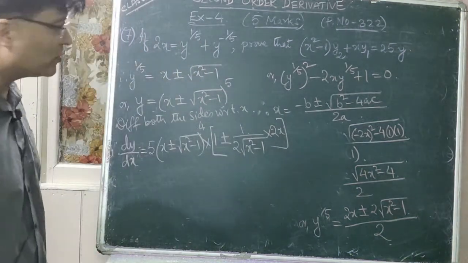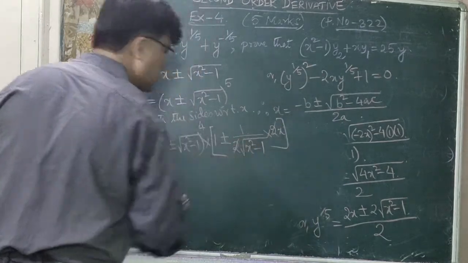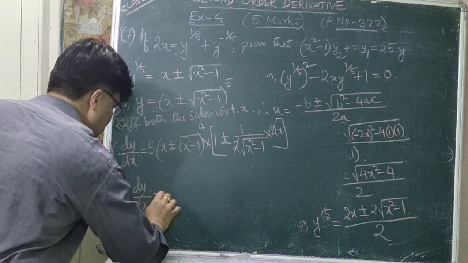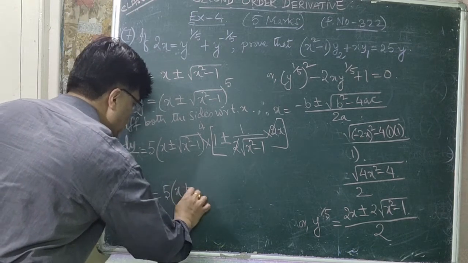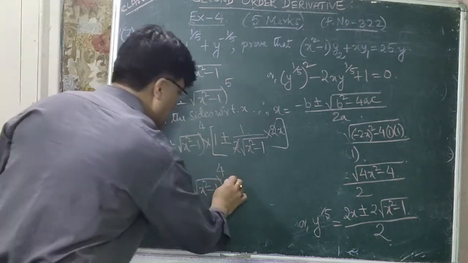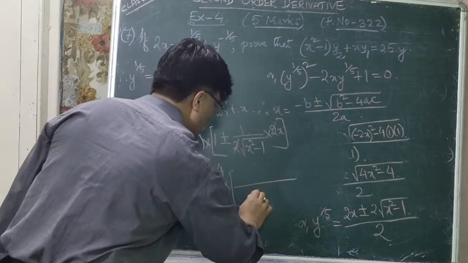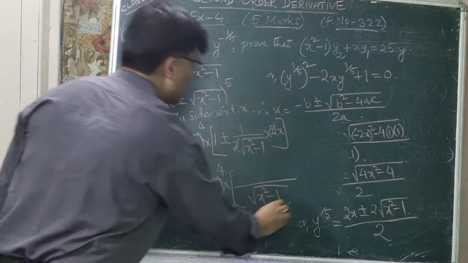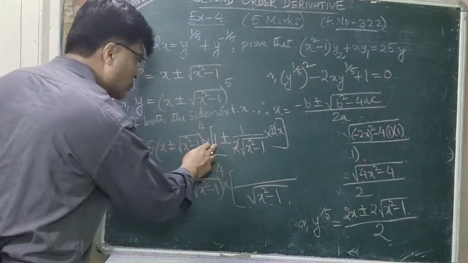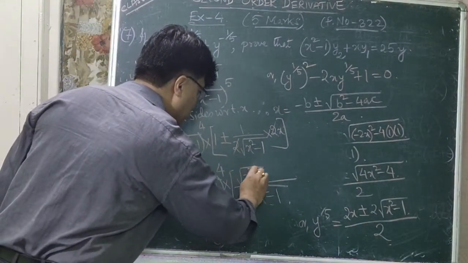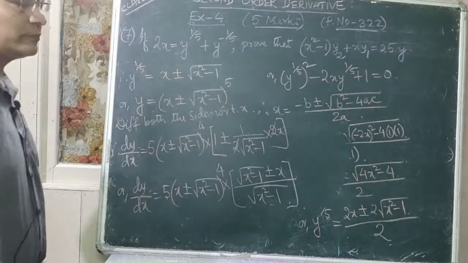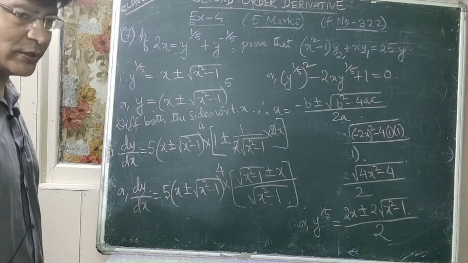So I think you have understood it. So here 2 gets cancelled. So this is dy by dx is equal to 5 into x plus minus root over x square minus 1 whole to the power 4, right? So into within third bracket, what's the LCM here? It is x square minus 1 is the LCM. So numerator becomes root over x square minus 1 into 1. That is your root over x square minus 1. And this is plus minus, this one is x. So I think you have understood it. Okay.